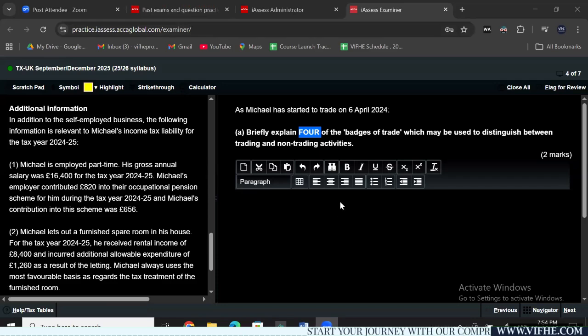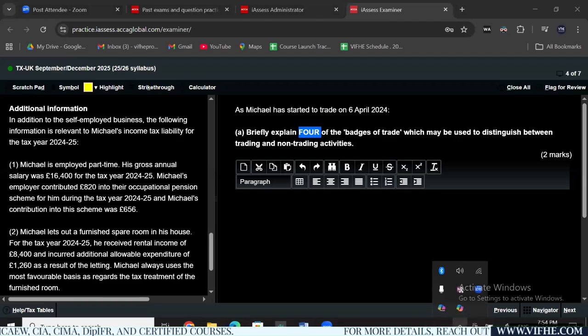All right. So I was saying that in this question, they have asked you to produce four badges of trade. Otherwise, in the absence of this explicit requirement, as 2 marks are associated with this requirement of the question, one must have produced only two valid points. But considering they have specifically indicated that you need to write down four badges of trade, then of course you will have to produce four points which are relevant in order to distinguish between trading and non trading activities.